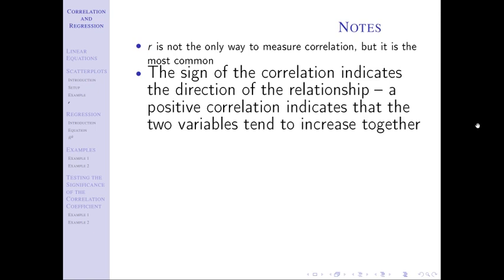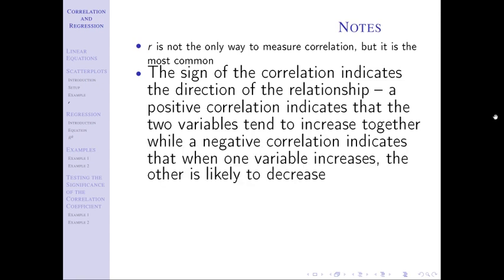A positive correlation indicates that the two variables tend to increase together. As x gets bigger, y gets bigger. But a negative correlation indicates that as one variable increases, the other is likely to decrease. As my x gets bigger, my y gets smaller. So key thing number one, anytime we get r, the sign tells us the direction. So negative values have negative correlation, positive values have positive correlation.